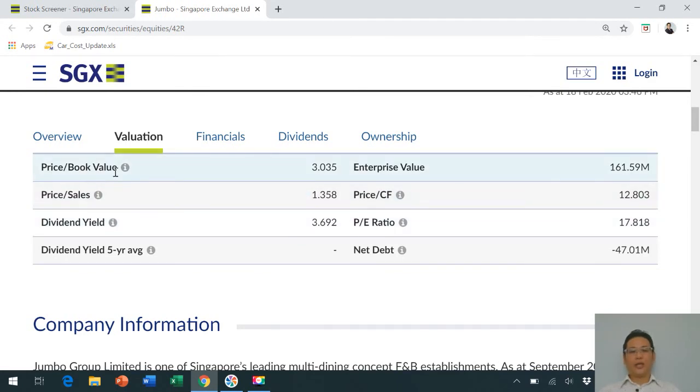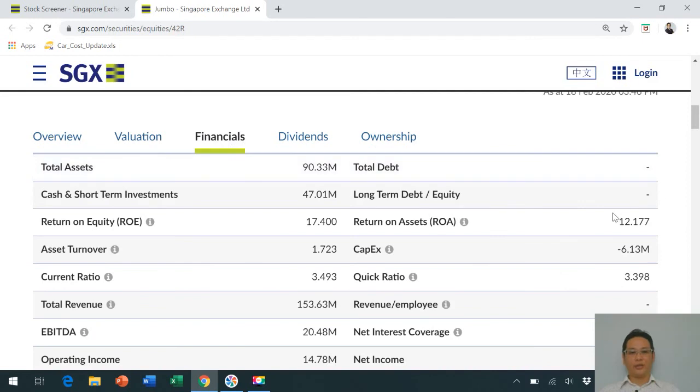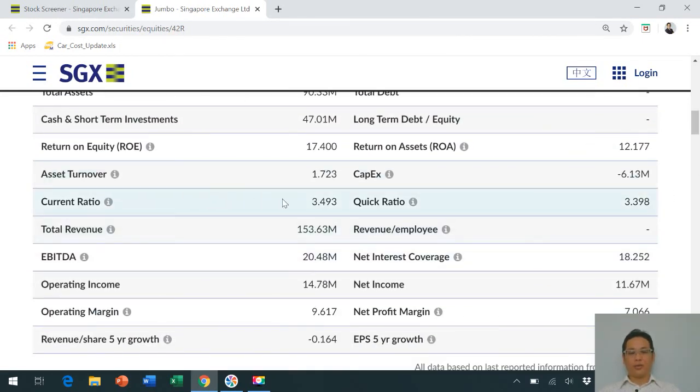The other thing I do check here is that the company must be financially healthy. So I click on financials. Some of the ratios I look at, like current ratio must be greater than 1, so it does pass my test. Net interest cover to me must be greater than 3, so again it passes my test. Net profit margin, as I mentioned just now, I want at least 5%, so this passed my test.